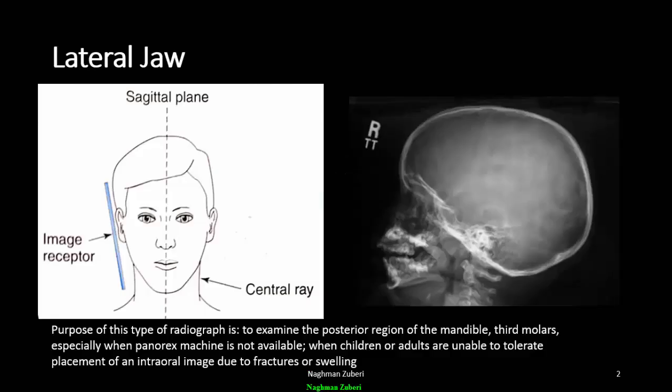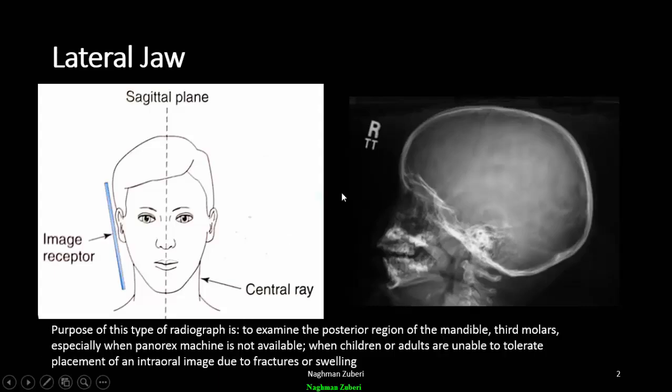This is the lateral jaw radiograph. We keep the film, the image receptor, in this manner, and it is lateral, sagittal plane of the face or head. This is how the radiograph appears.